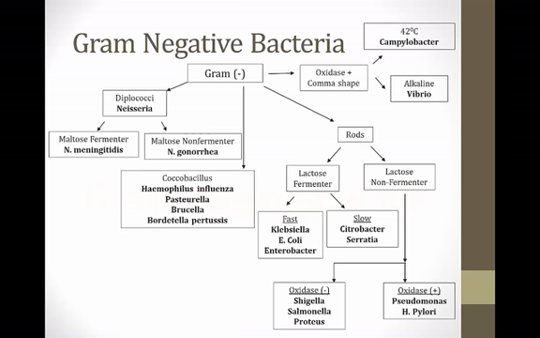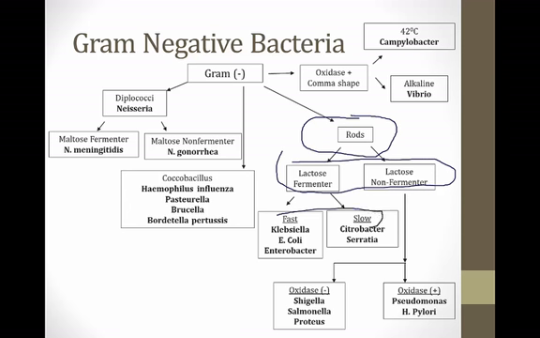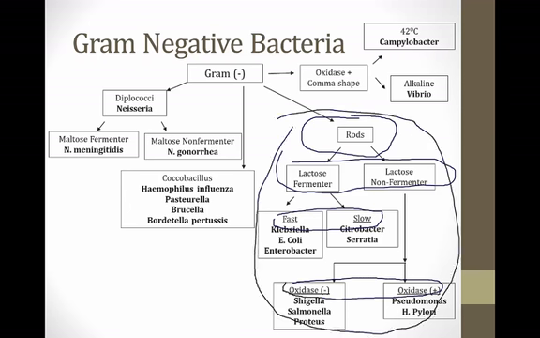This is our algorithm for identification of gram-negative bacteria, and what we're going to do in this module is talk about the rods. The rods are differentiated by whether or not they ferment lactose, and then they're further differentiated by whether they are fast or slow fermenters and whether they are oxidase positive or negative. And so we're going to talk about all of these bacteria on this portion of the slide in this module.